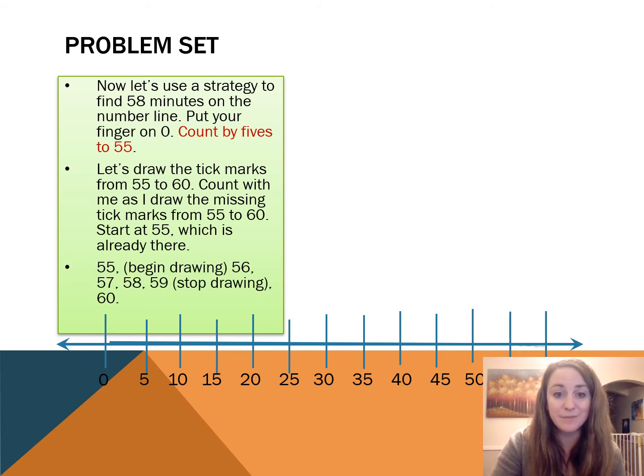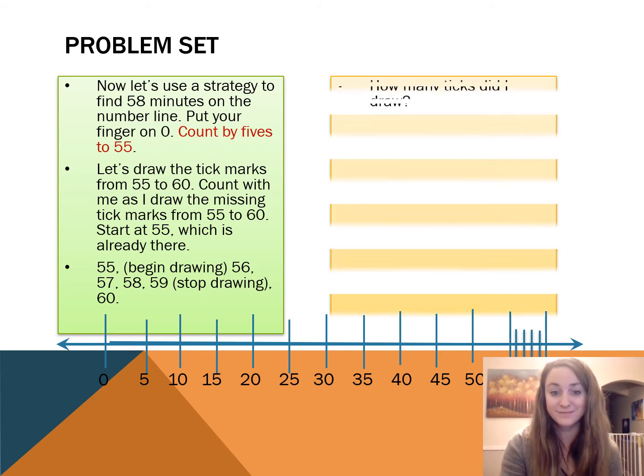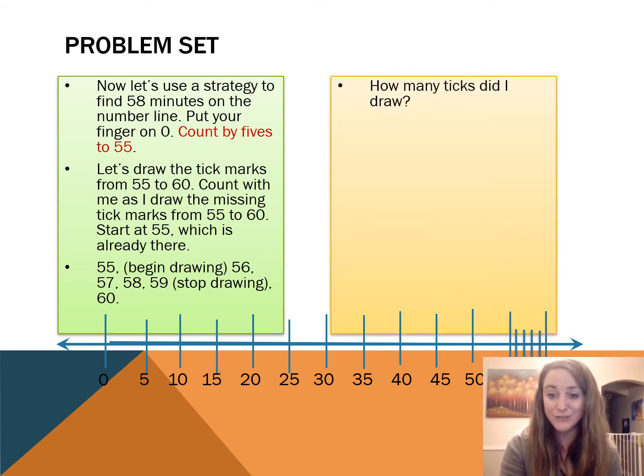Let's draw the tick marks from 55 to 60. Count with me as I draw the missing tick marks from 55 to 60. Start at 55, which is already there. 55, 56, 57, 58, 59, 60. How many ticks did I draw? 4 ticks. Go ahead and draw yours.